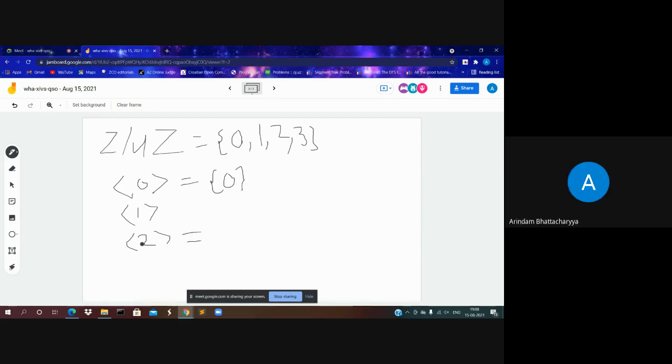Okay, so what is the subgroup generated by 2? Only 2 you can use. So zero and two, because if we take four, four mod four is zero. And 3 also generates this group, right? 0, 3, 6, 9 is the same as this, modulo 4.